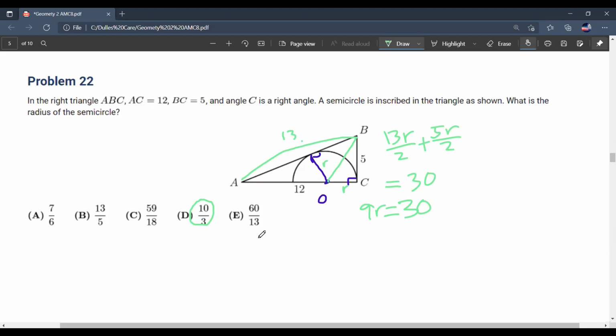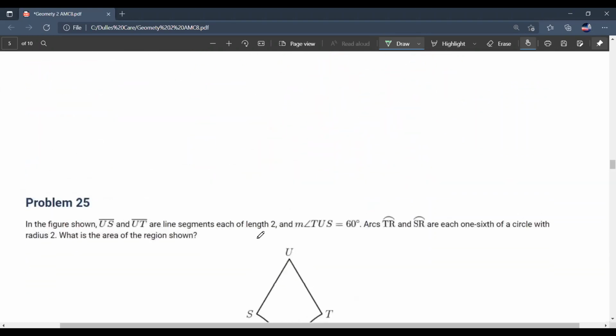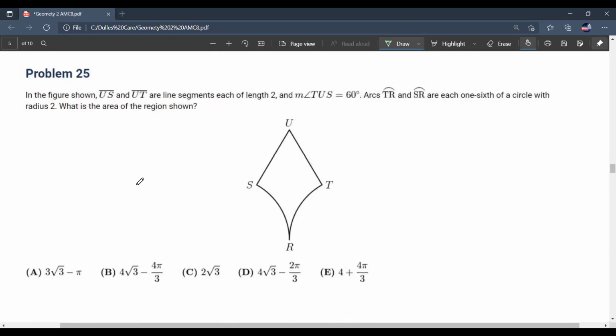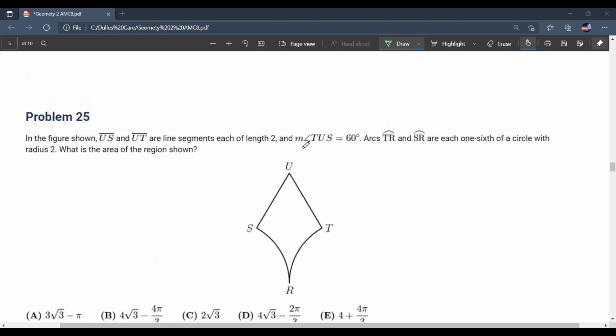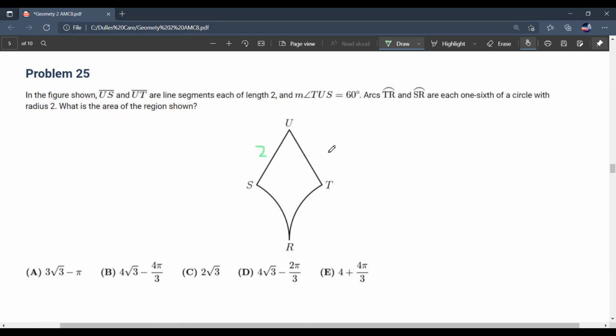All right, nice. And now let's look at problem 25. In the figure shown, we have US and UT as line segments of length 2. And we have the measure of angle TUS equal to 60. We have arc TR and arc SR, each 1/6 of a circle with radius 2. What is the area of the region shown?